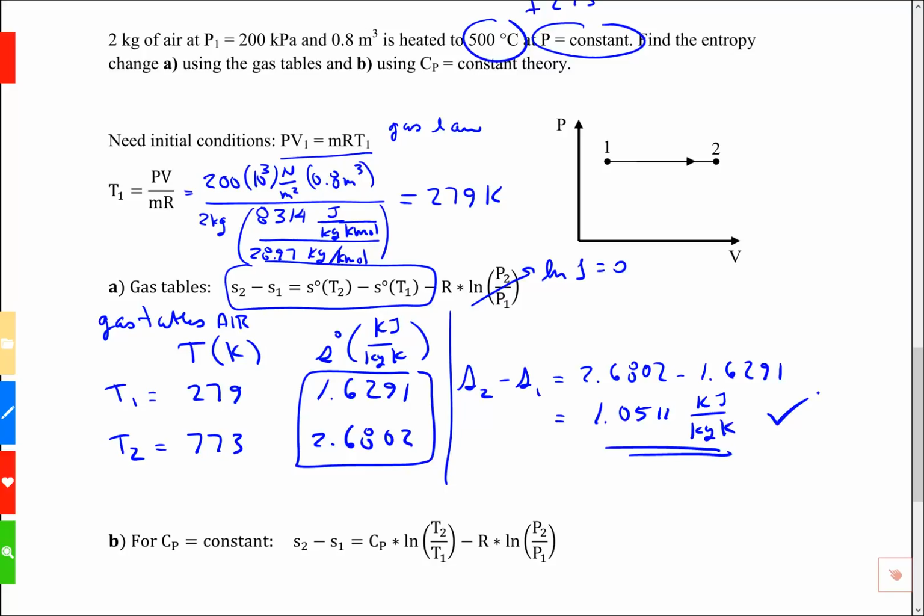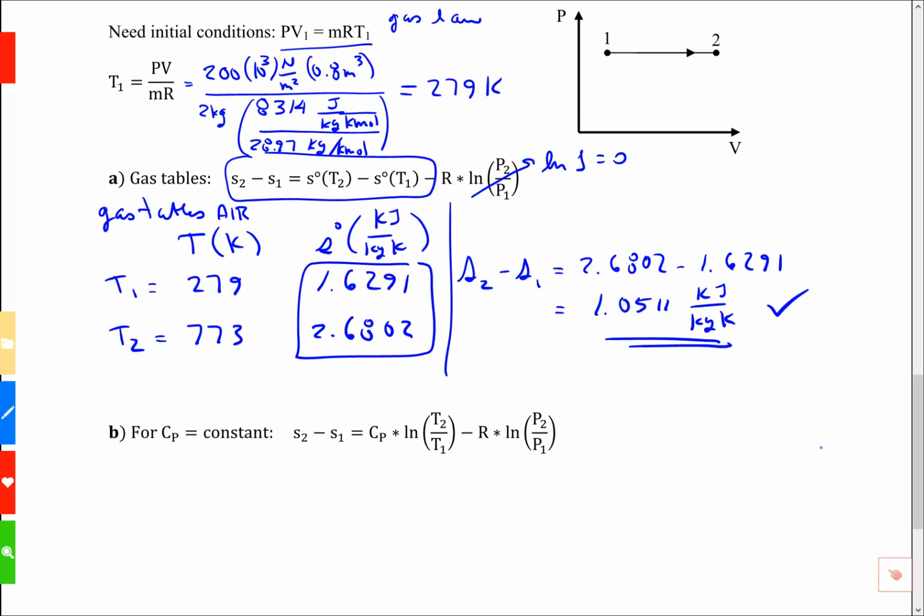Part B, Cp equals constant theory. This is from the TdS equations integrated.